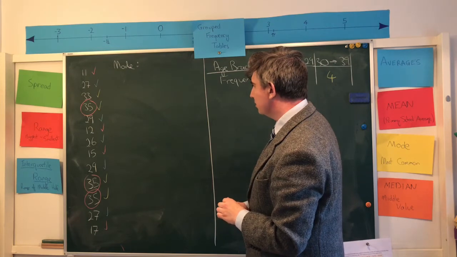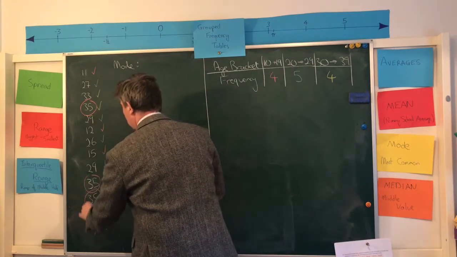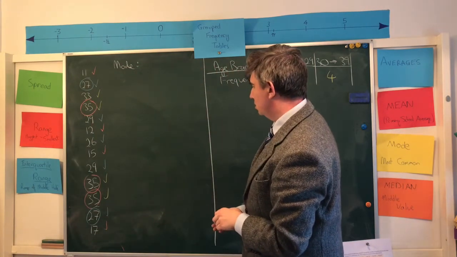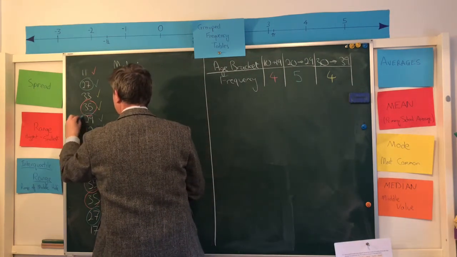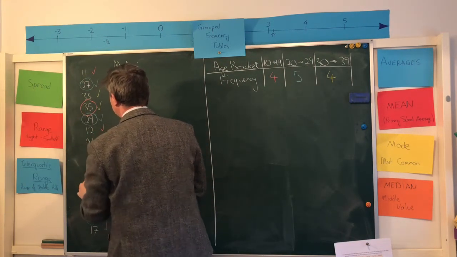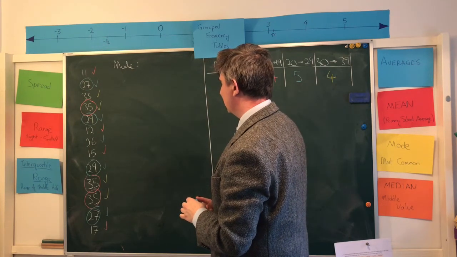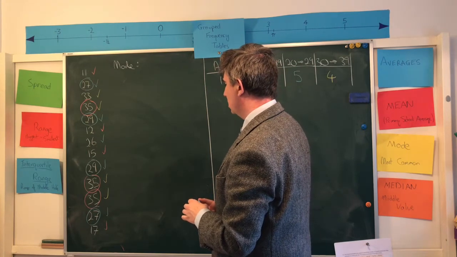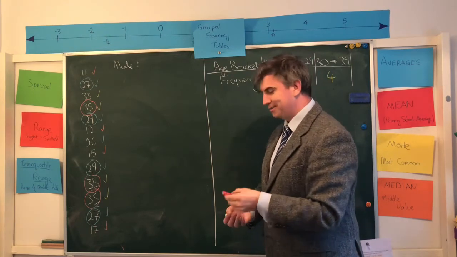How many 27s are there? 1, 2 27s. 29. Jeepers, I'm not very inventive with my numbers, am I? 29, 29, only 2 of them. I think that's it, is it, for doubles? Yeah, that could have been scary, okay? So 35 is the mode.